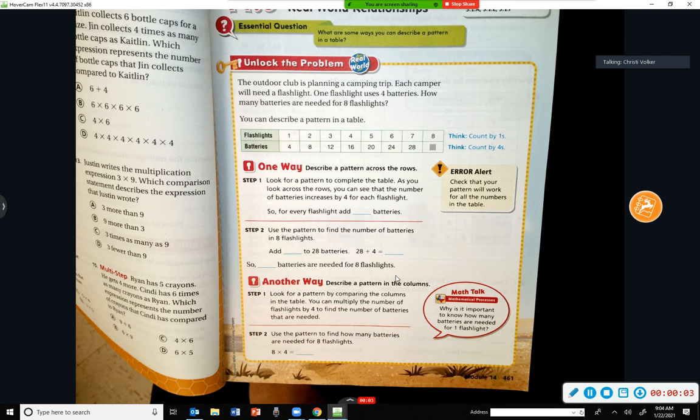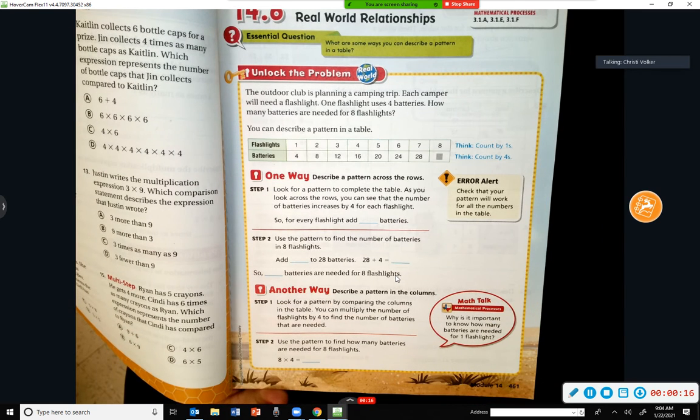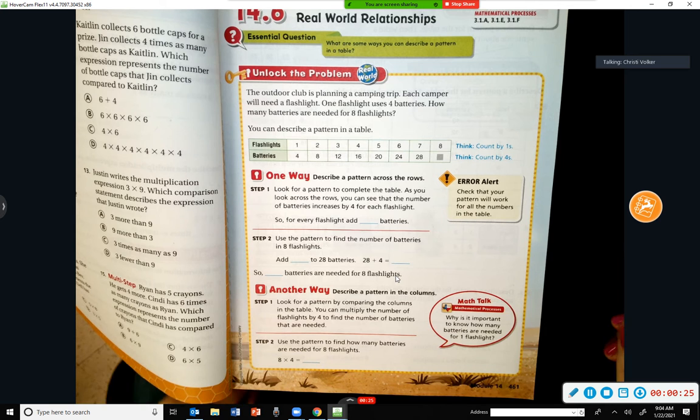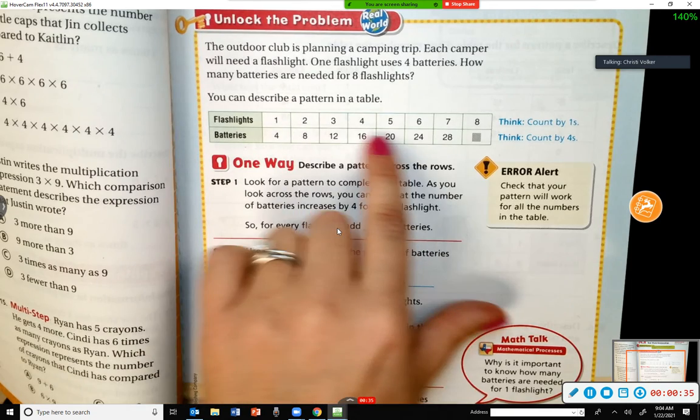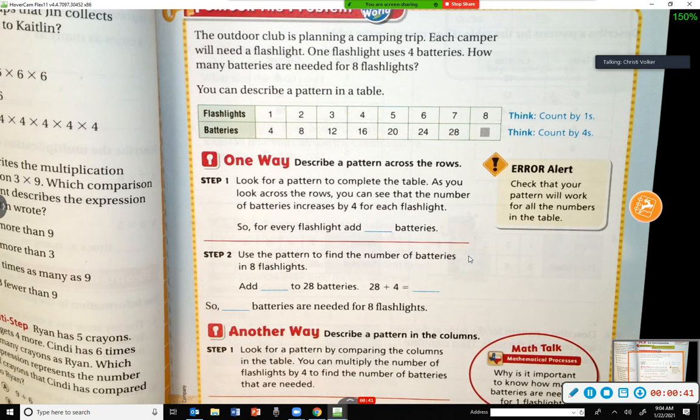Okay, so we're on page 461 in our Volume 2 Go Math book. We are going to go over tables. They call it real-world relationships, but it basically just means patterns in a table that are real-life situations. Like, if I have flashlights, how many batteries do I need for a certain amount of flashlights, okay? So it's just like yesterday, patterns that we went over, but it's going to be in a table form. Your tables can be going sideways, like this, and they can be going up and down, okay? So we're going to look at both.